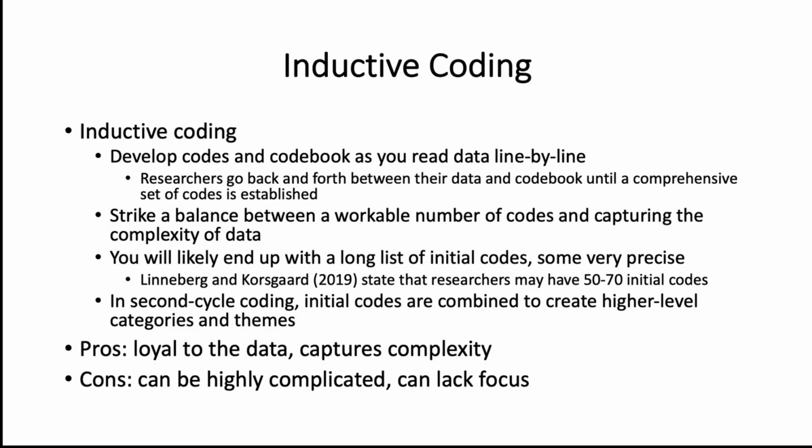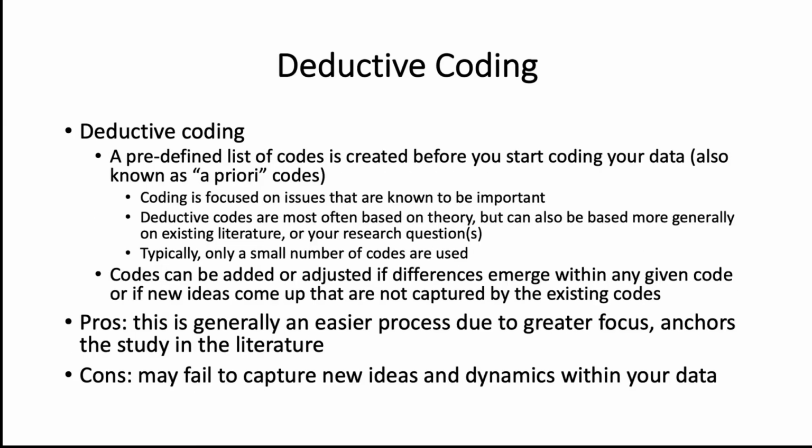Because there's so many ideas coming out, there are two cycles, and the second cycle is starting to create categories out of these initial long list of codes that are generated from within your data. So some of the pros of coding data inductively is that it's very loyal to the data. It reflects what's actually in there because you're not coming in with preconceived notions. It also captures the complexity because you are using this long list and generating new codes when new ideas come up. But because it's such an open process, it can also be highly complex and it can lack focus as well.